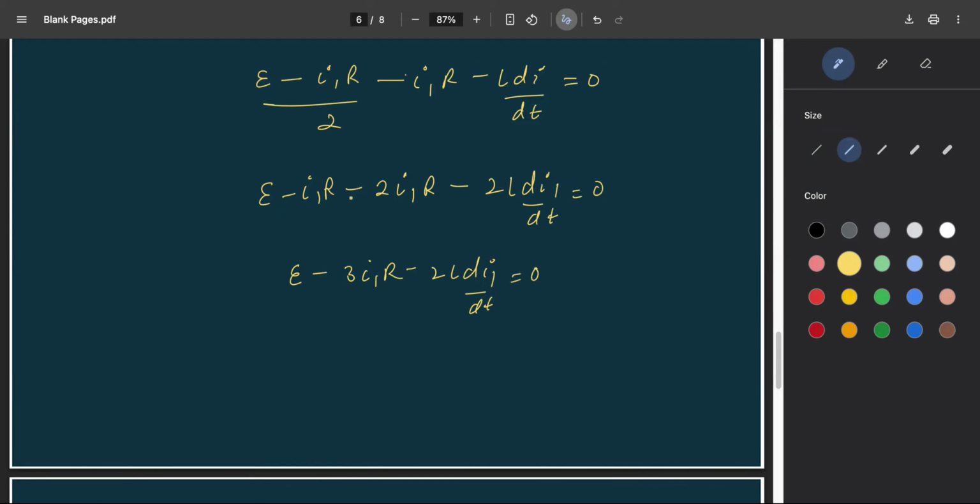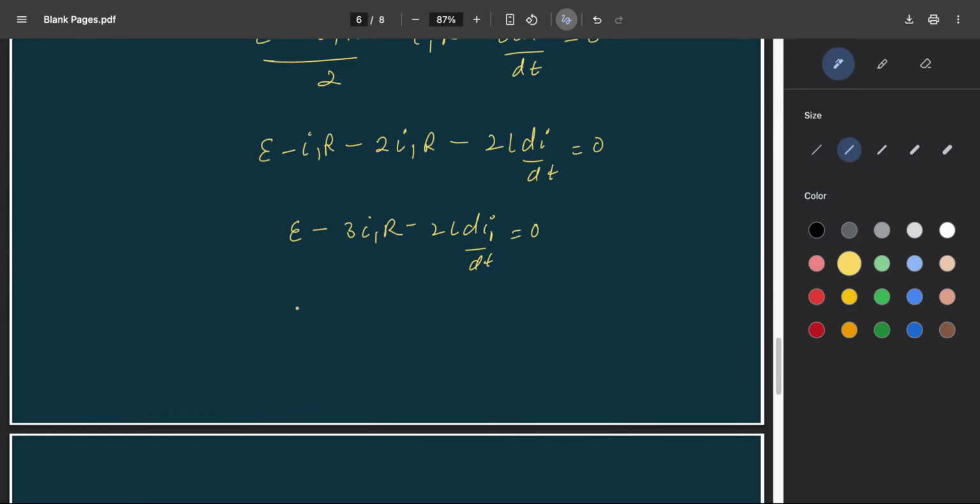Can you calculate the rest of the part from here? I think you should be able to calculate from here. Look, a very simple idea also. E minus 3IR multiplied by dt, because you take this side, 2L dI. So dt is equals to 2L dI1 divided by E minus 3I1R.